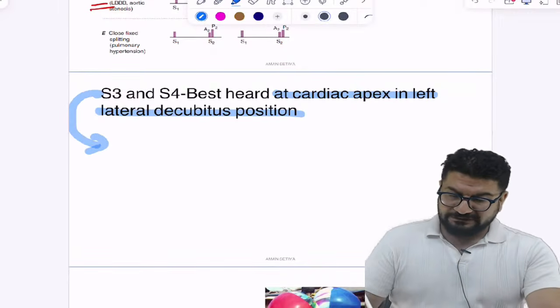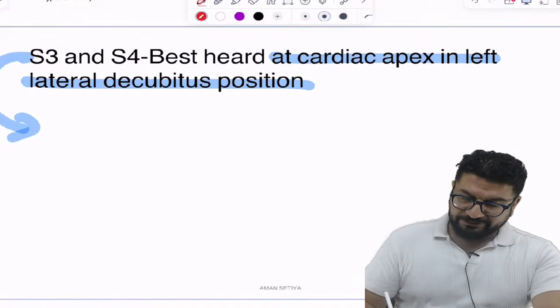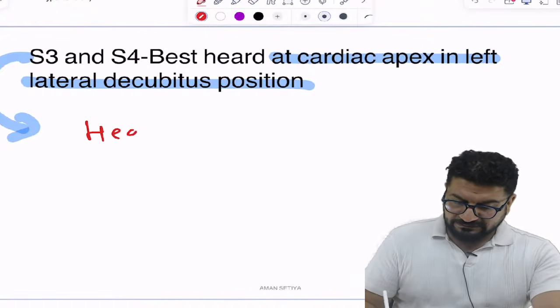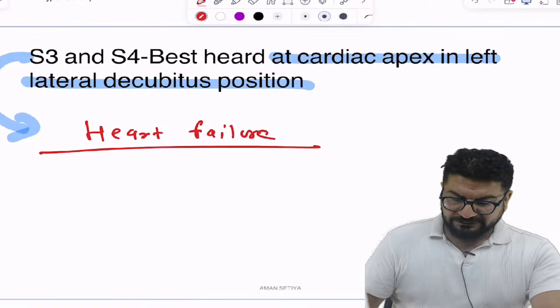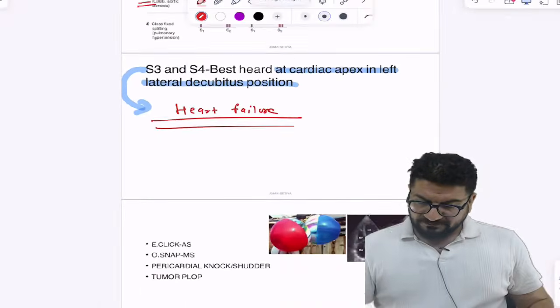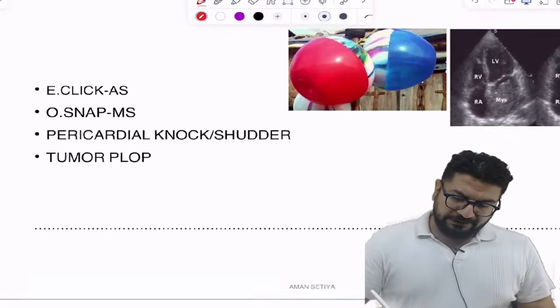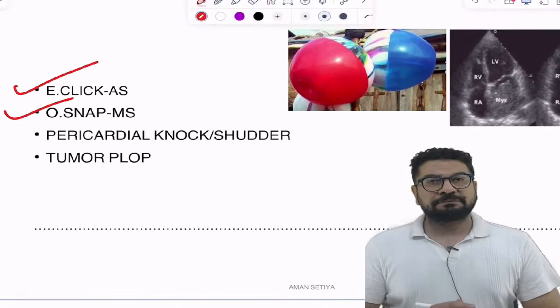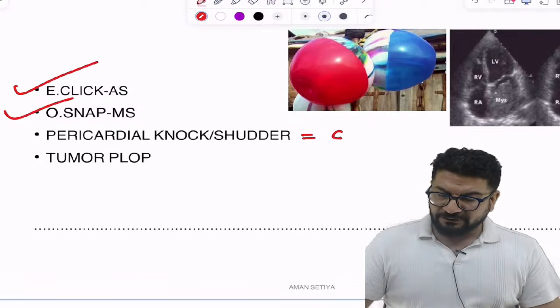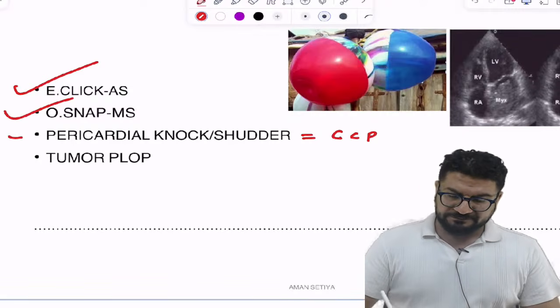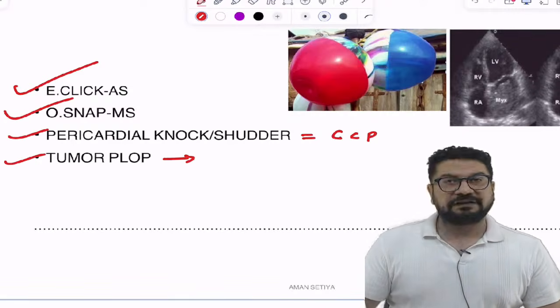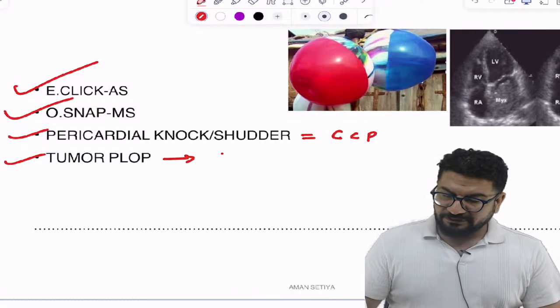Understand this thing, S3 and S4 are called gallop rhythm and are seen as a sign of heart failure. So S3 S4 are signs of heart failure. Ejection click you will see in aortic stenosis, opening snap in mitral stenosis, pericardial knock or pericardial shudder in chronic constrictive pericarditis, and tumor plop sound, where will you see it? In a patient who is having myxoma.